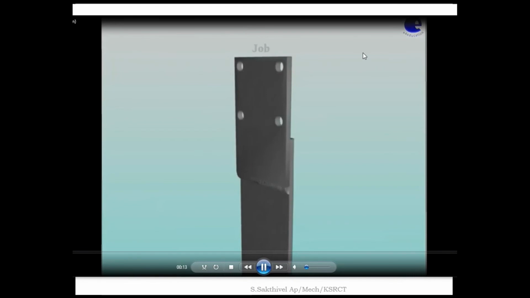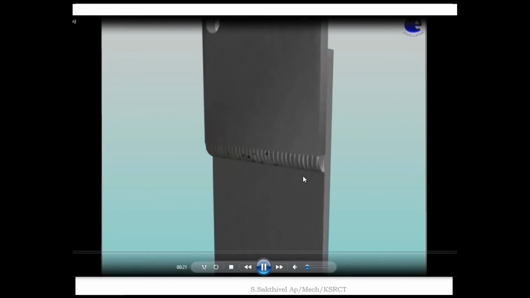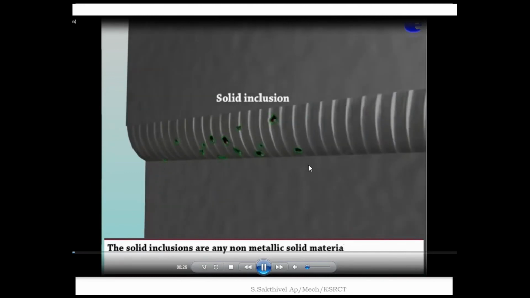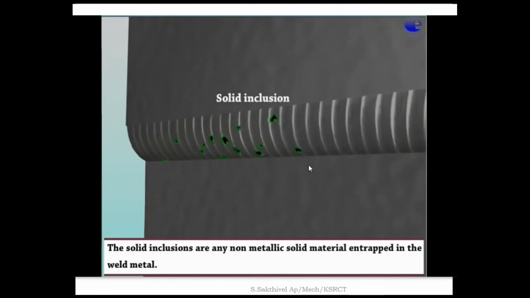So we have the job like this. Then two jobs, it is a butt welding. The solid inclusions are any non-metallic solid material entrapped in the weld metal. Okay, this is called solid inclusions.